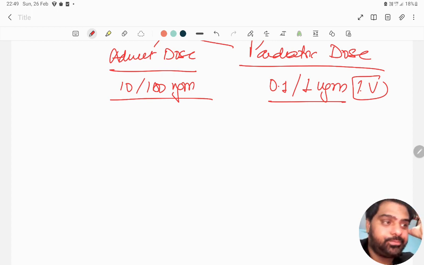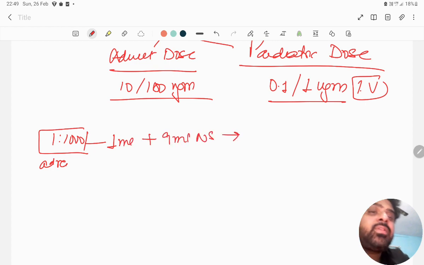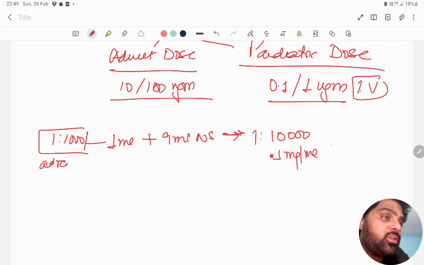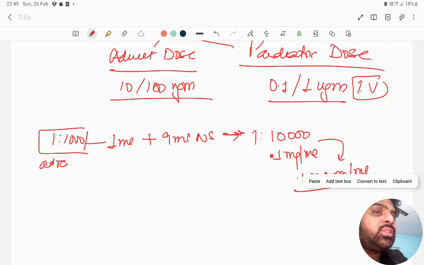So how will you give it? You know that there is 1:1000 adrenaline. You will take 1 ml of this and add 9 ml of NS. Now what will be formed? Now it will be 1:10,000, that means 0.1 mg per ml, or you can say it is 100 microgram per ml, and we know the dose in adults is 10 to 100 microgram. So if we give 1 ml, that will be 100 microgram. If we give 0.1 ml, that will be 10 microgram.